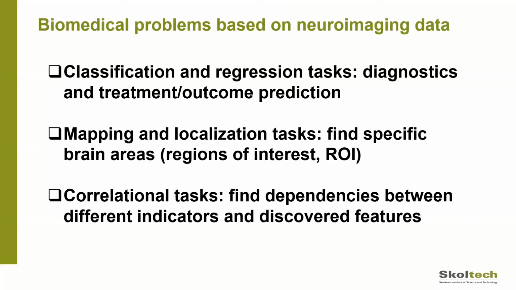So these are the list of problems. First of all, classification problems. So we classify whether there is a specific illness or not. Also, mapping and localization tasks. And in this case, we will be trying to identify specific regions in the brain responsible for some specific functions. Today I will provide you with examples.